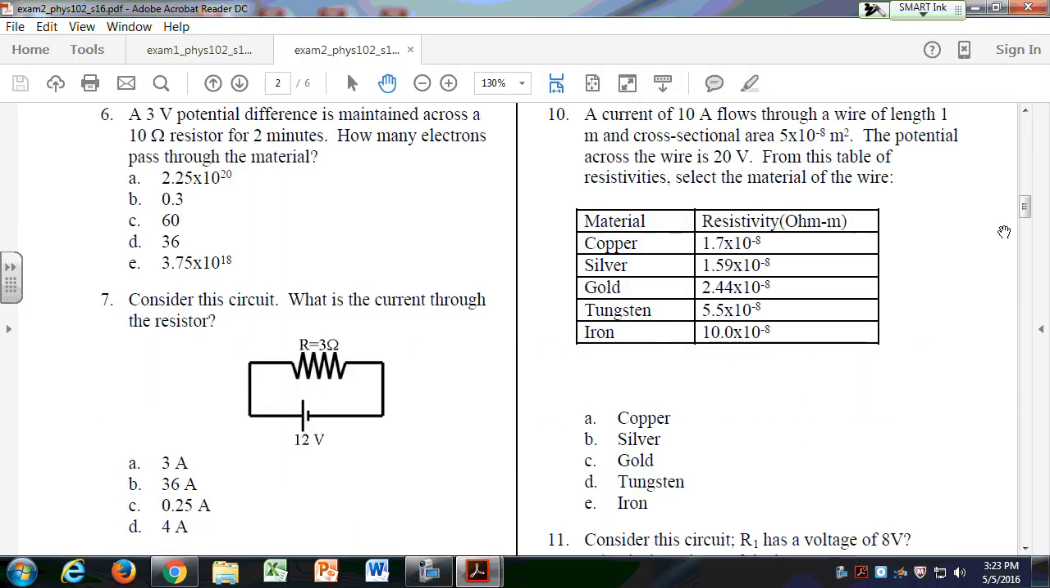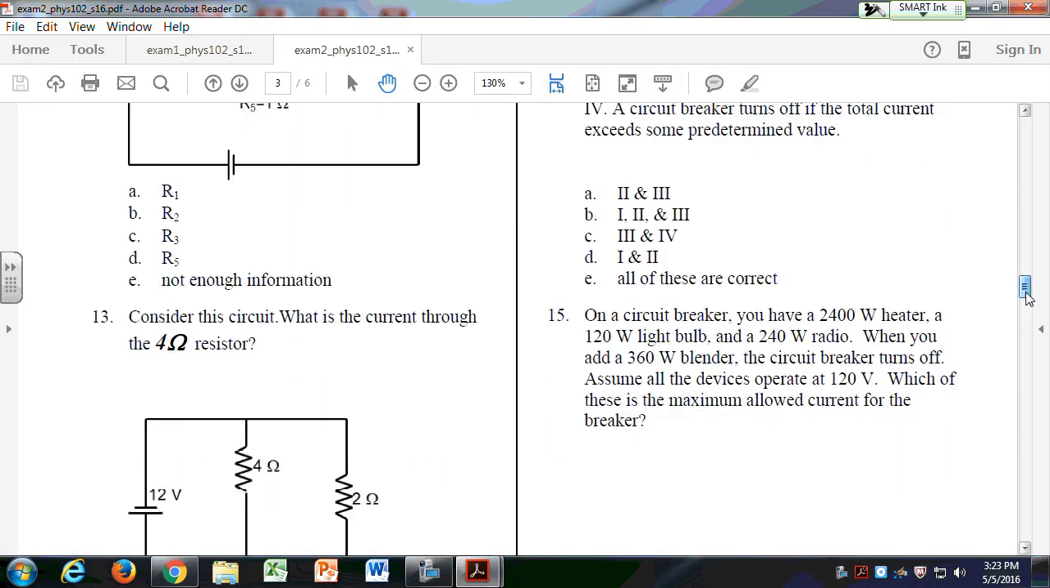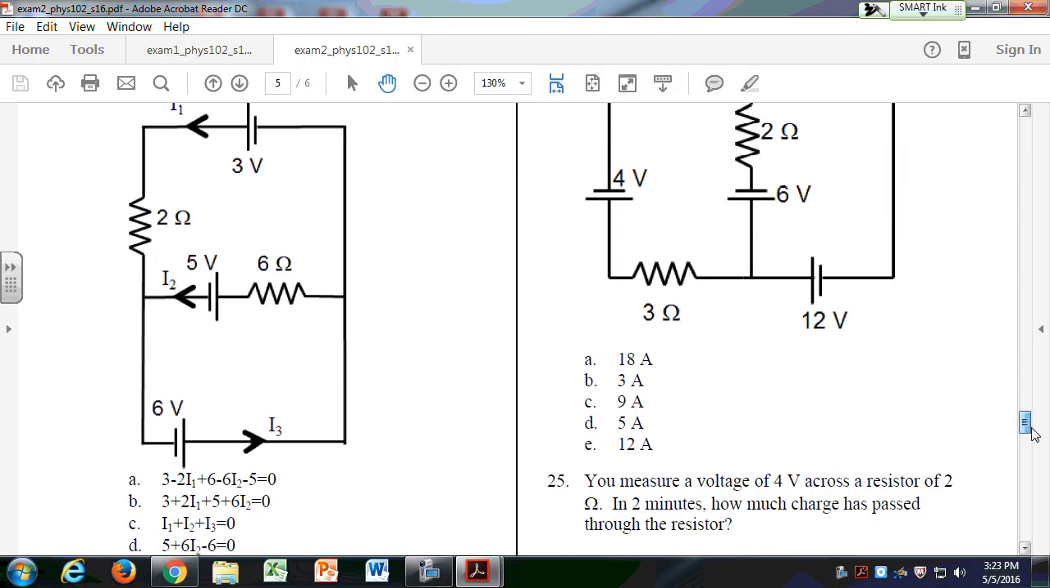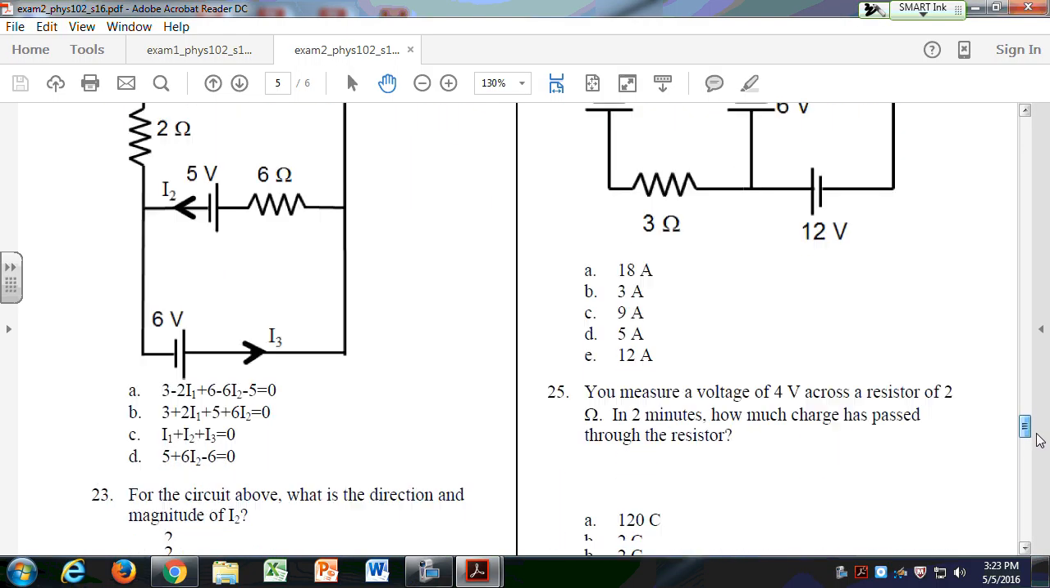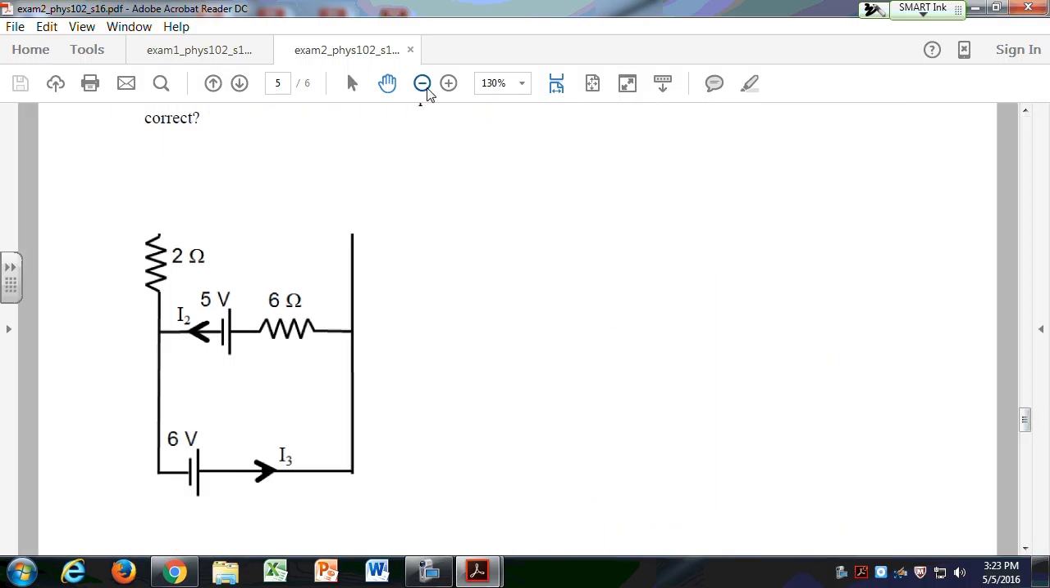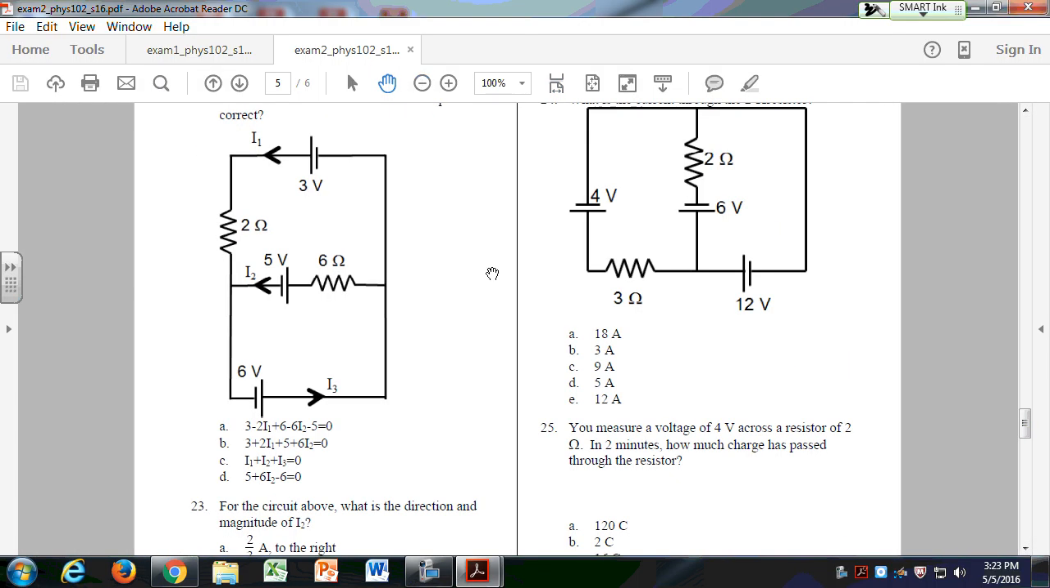Okay, and you want to do the multi-loop? The equations are 22, 23, or 24. I think it's 22. For 22, we're looking for which of these is the right equation.